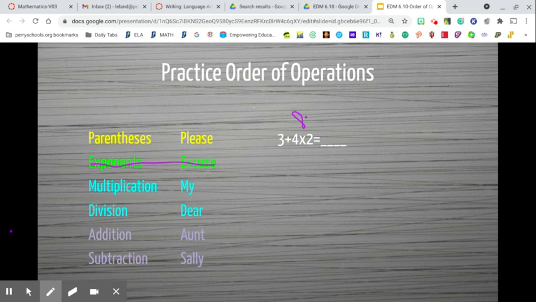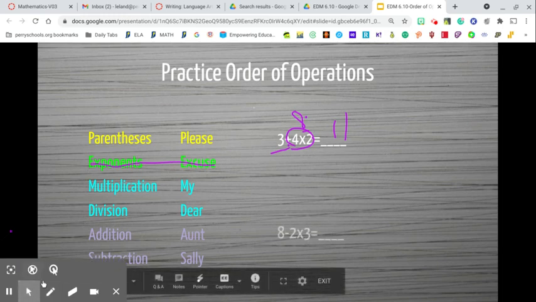Then I go back and I can see that there's an addition. So I have to do 3 plus 8, and that is 11. So remember, there is multiplying. We do that before we add or subtract. If we were to just solve from left to right, it would give us a completely different answer. We would have 3 plus 4 is 7, and then 7 times 2 is 14. That is not the correct way because it's not following the order of operations.